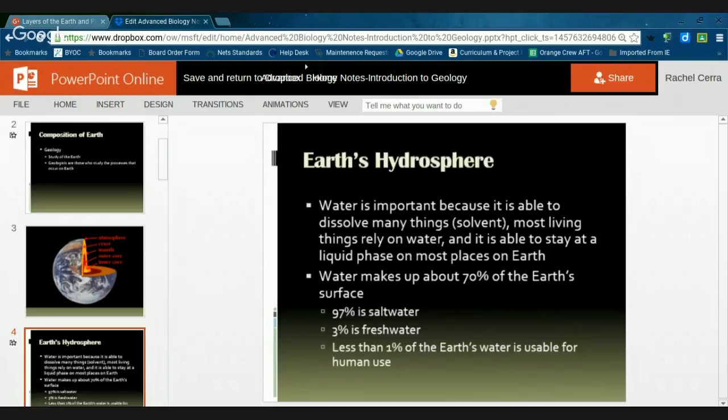Water is going to make up about 70% of the Earth's surface, so most of the surface of the Earth is water. Of that 70%, 97% is salt water, and then only 3% of our water here on Earth is fresh water. So most of it's in the oceans. And from that fresh water, less than 1% of the water is usable for human use. So even though we've got all this water here on Earth, we really can't use much of it.